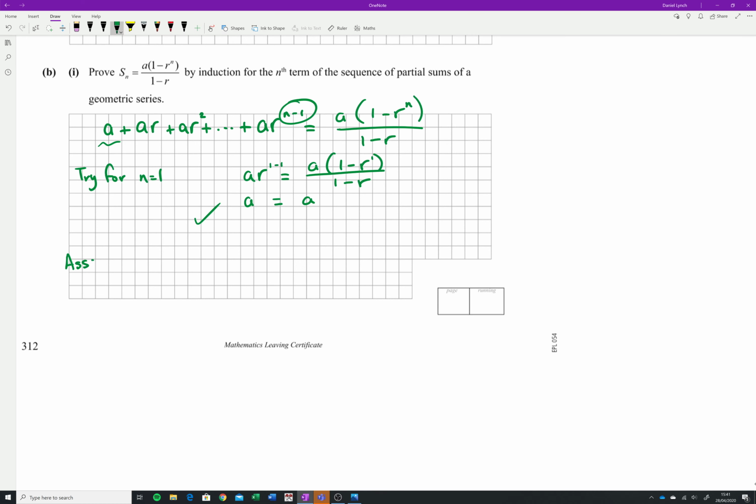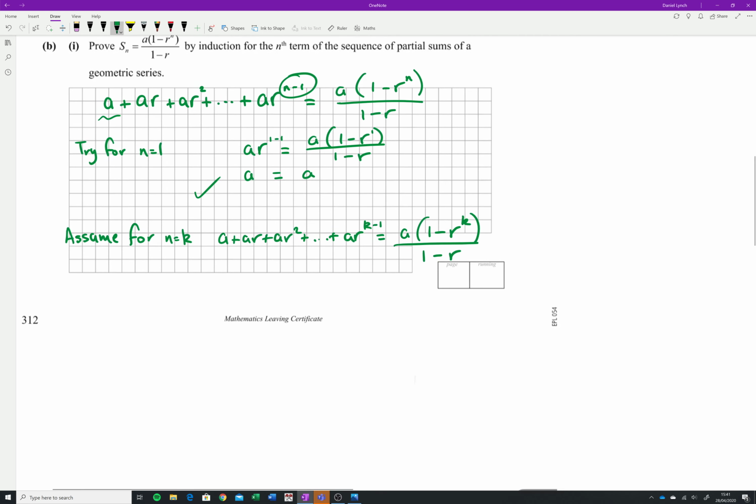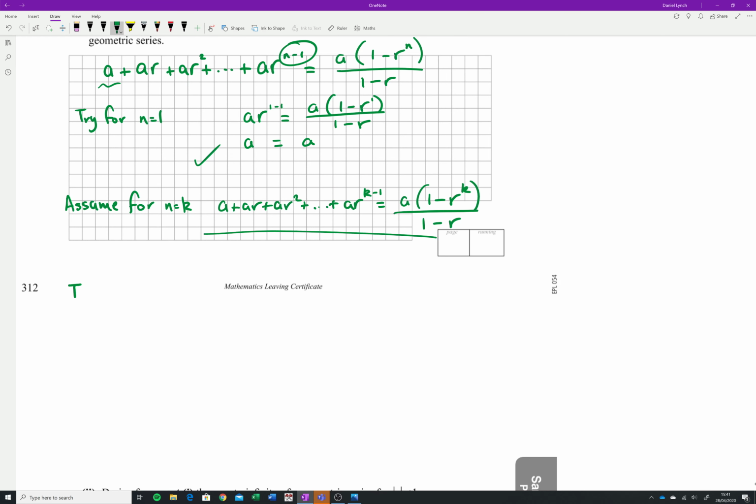Next, we assume true for n equals k. So that is to say, we're taking it that a plus ar plus ar squared plus dot dot dot plus ar to the k minus 1 is equal to a times 1 minus r to the k over 1 minus r. And what we want to do now is say that if this is true, because it's an assumption, we don't know that it's true, will it be true for n equals k plus 1?